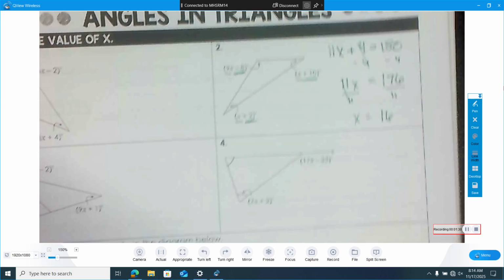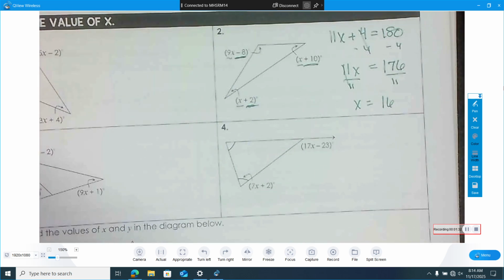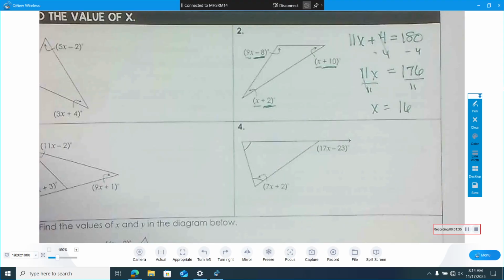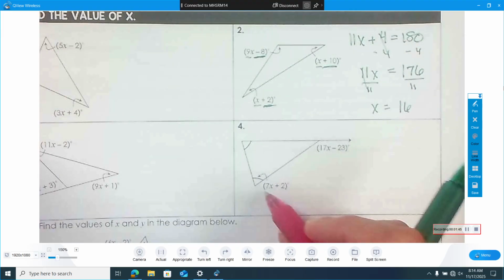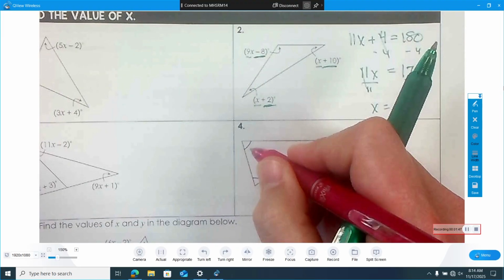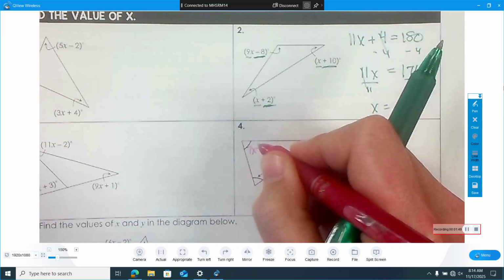All right, number 4. Tell me what to do on number 4 here. What did they give us? Well, top angle and bottom angle is the same. Oh, the top angle and the bottom, they are marked congruent. So if this one is 7x plus 2, can I call this one 7x plus 2 as well?